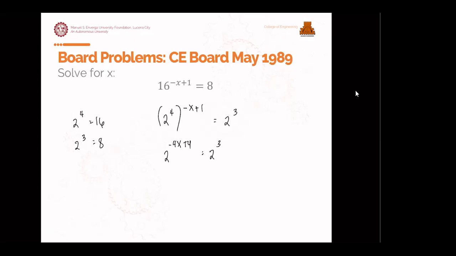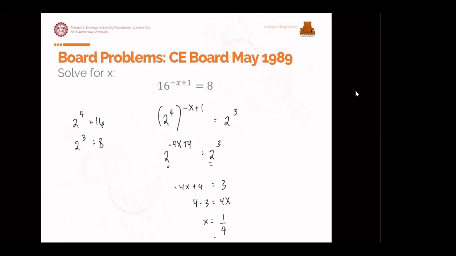Okay. Sa algebra, pwede nyong i-manipulate na once na same na siyang base, pwede nyong disregard muna yung base, then focus dun sa exponent natin. Kasi we are finding the value of x. So, since pares naman siyang 2, pwedeng kunin na natin yung exponent. We have negative 4x plus 4 is equals to 3. And then simplify natin. So 4 minus 3 is equals to 4x or x is equals to 1/4.